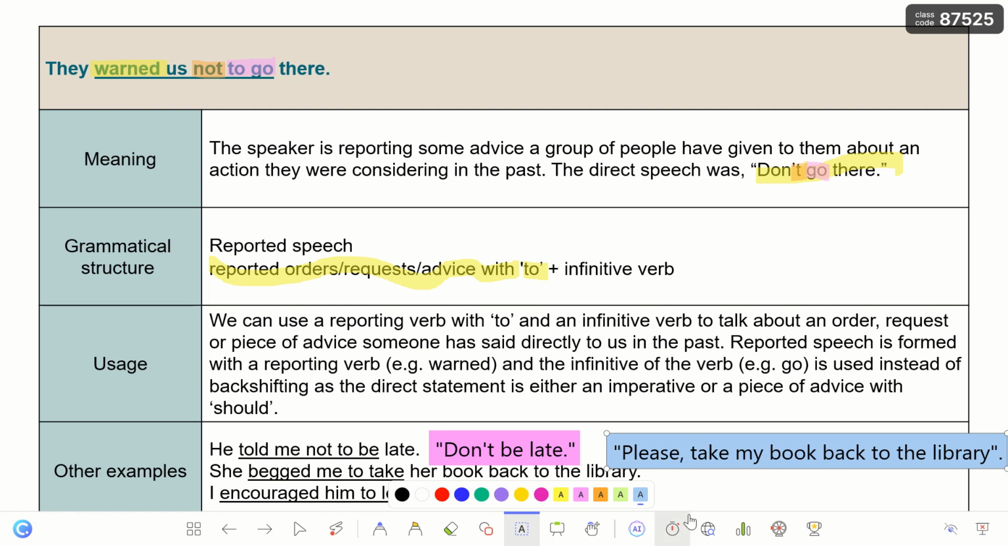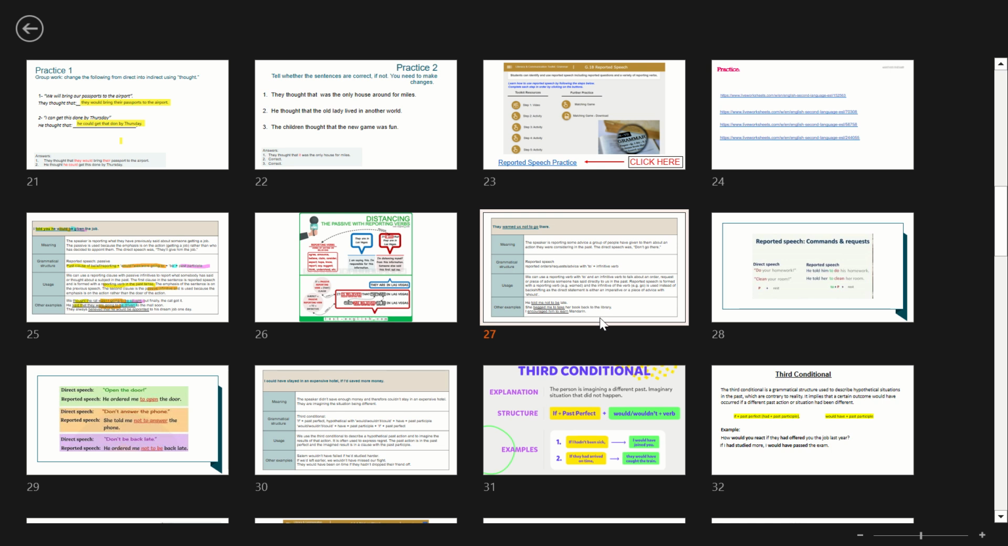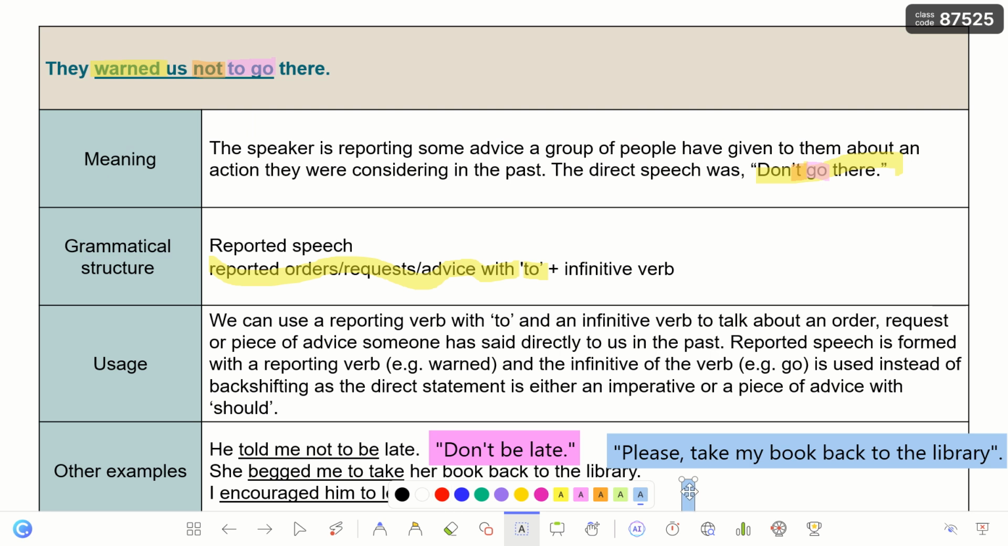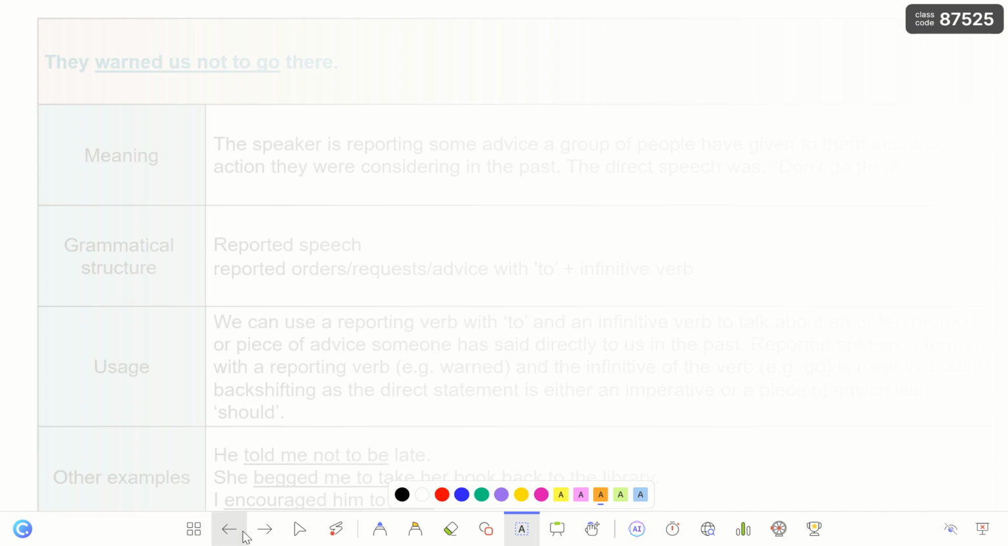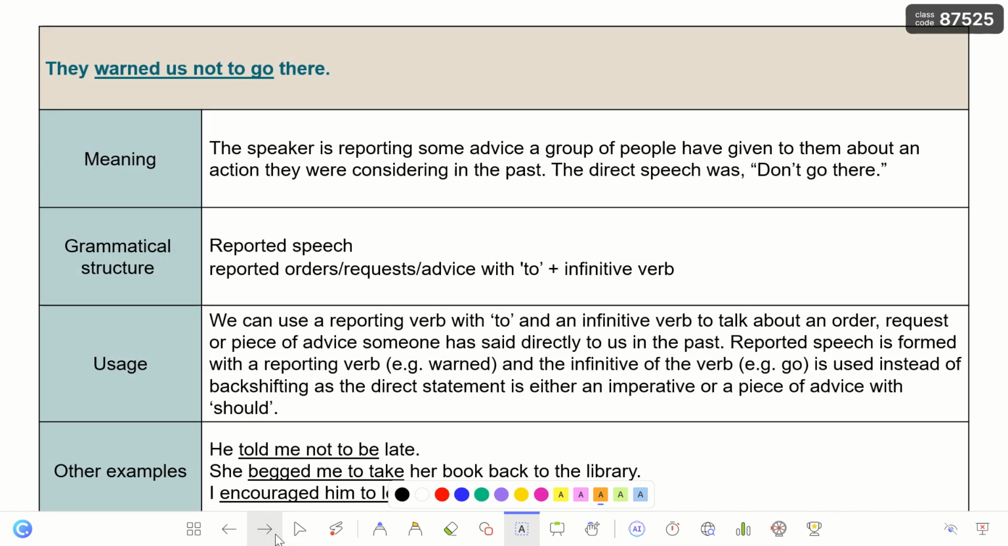The last one here: "I encouraged him to learn Mandarin." So the original one, "Learn Mandarin," or it could be "Why don't you learn Mandarin?" Mandarin, you know, the Indian language. Okay. This one.